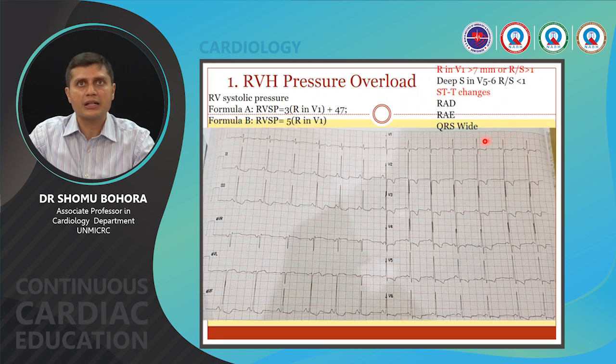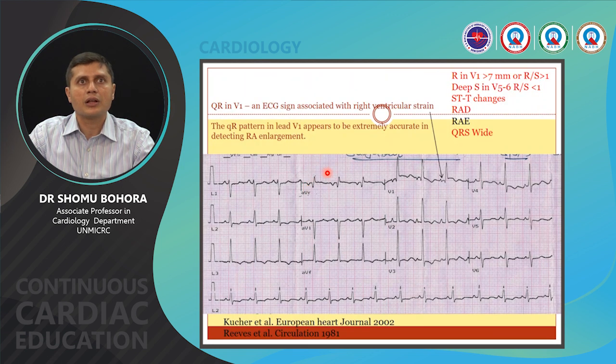So seeing this patient, the R in V1 is more than 7 and the R by S ratio is more than 1, and you have STT changes in the anterior leads with a little bit of right axis deviation, which suggests right ventricular pressure overload. As the pressure increases, you can see that there can be a QR pattern which may suggest a right atrial enlargement also to a certain extent, but you gradually have more right axis deviation and the QRS becomes wider.